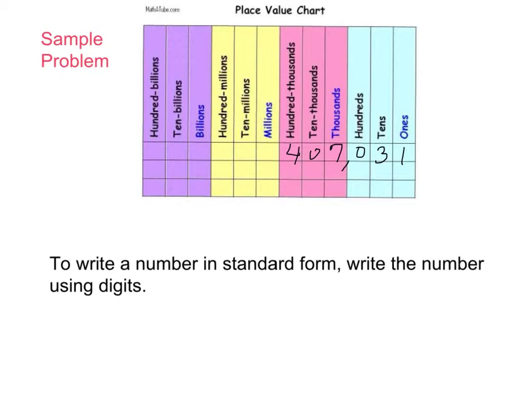So to write a number in standard form, you simply write the number using the digits. So it's already given to us in standard form in essence. 407, comma again, 031. There's my comma.